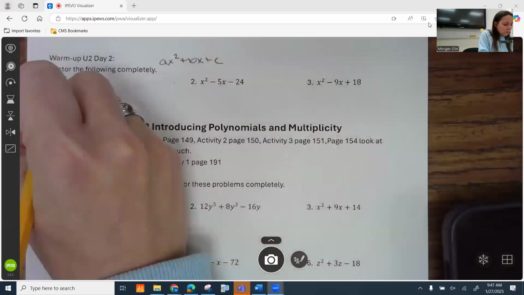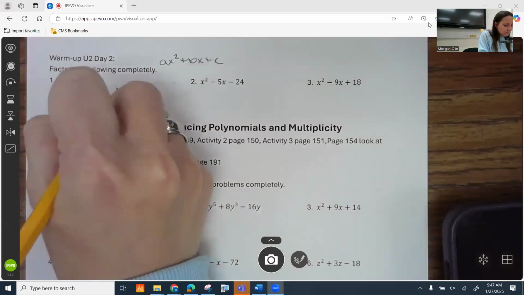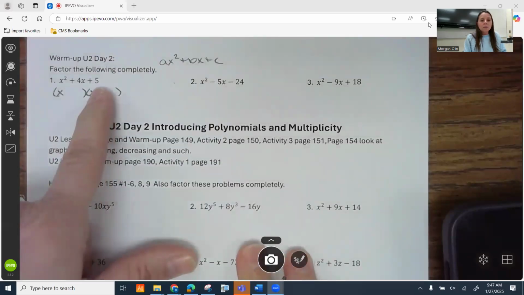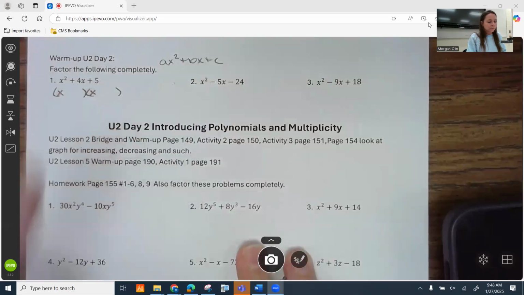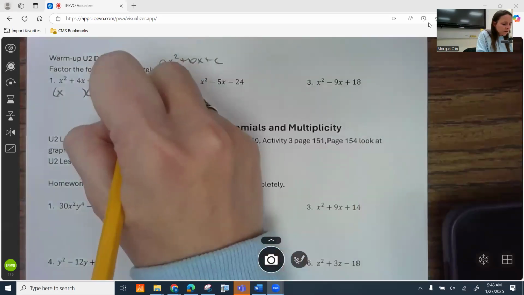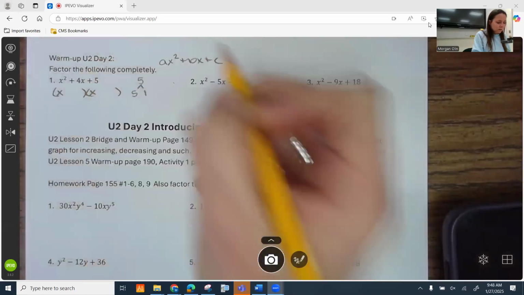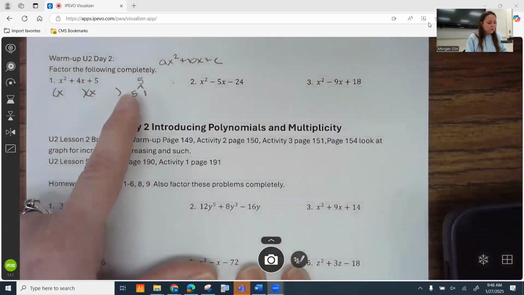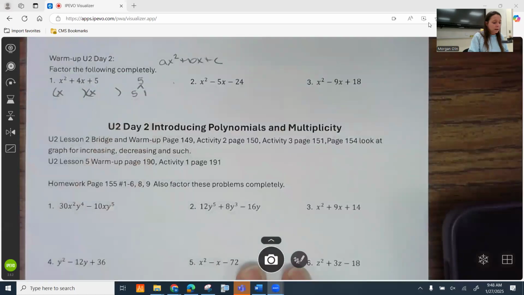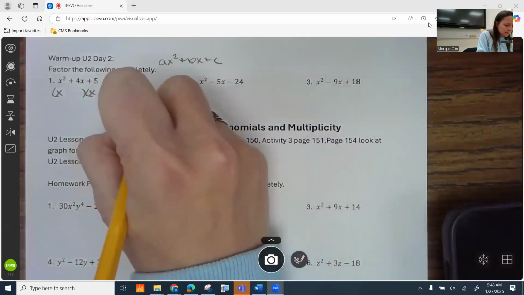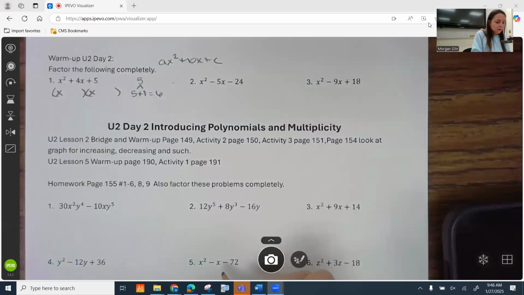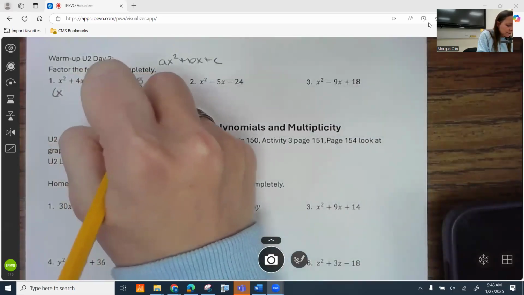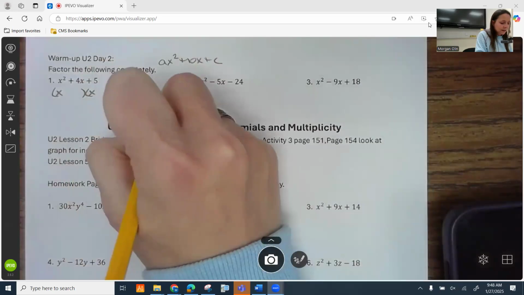Like right here, when there's nothing out in front, we can create two parentheses, x and x. What are the factors of 5 that add to 4? Well, 5 is only 5 times 1. Here I can only add them and get 6, or I can change the signs, but it would have to be changing both signs, and that gives me -6.